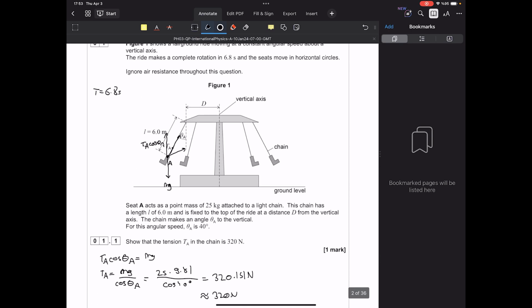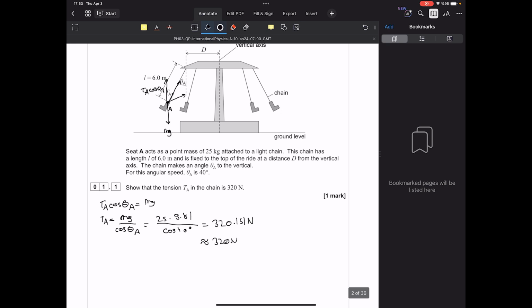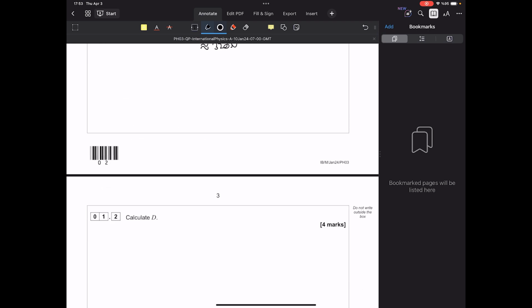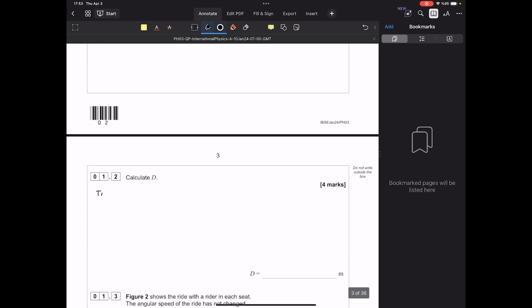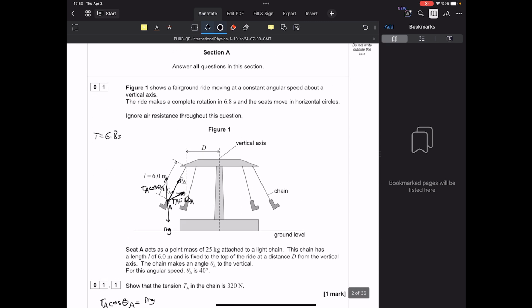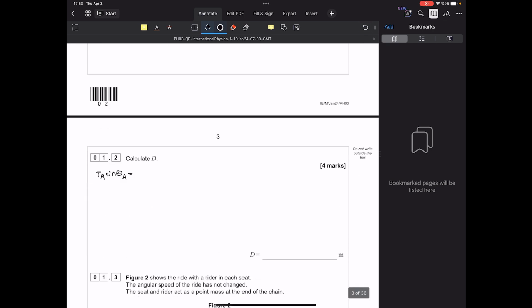So next, it wants us to calculate D. So here we're going to have to use the fact that this force right here, TA sine theta A, is going to equal the centripetal force, which is mv squared over r. That means that if we know the period, it's going to be easier to find the angular speed. So it should be easier to say this is equal to m omega squared r.